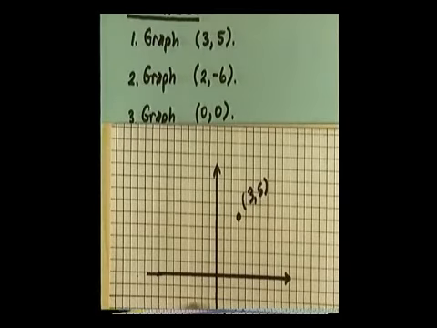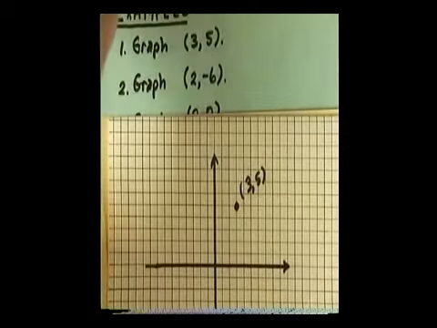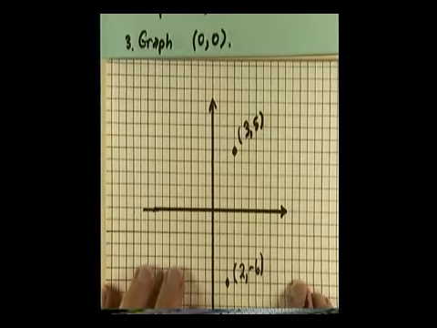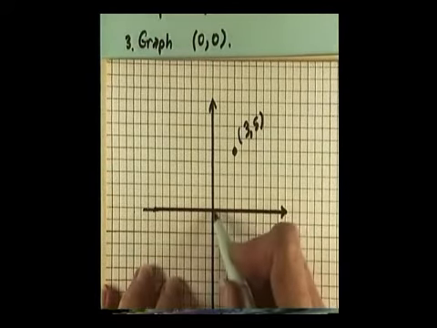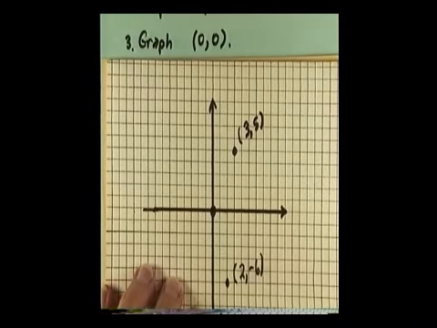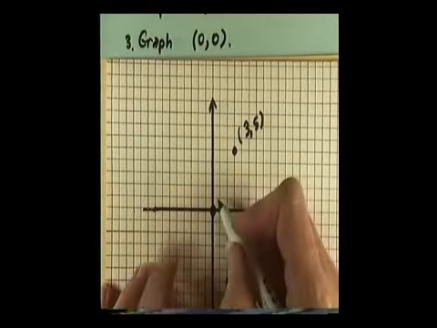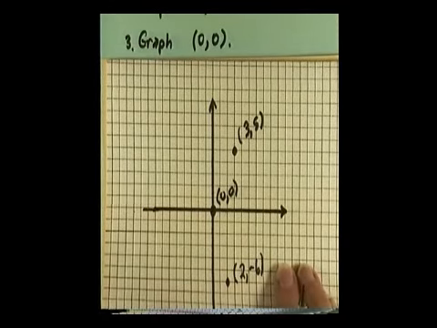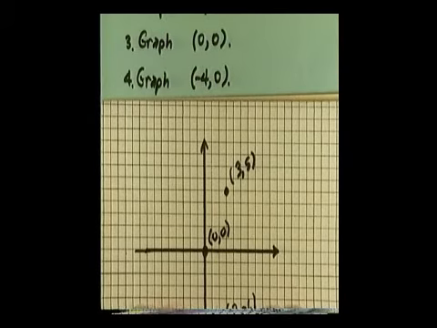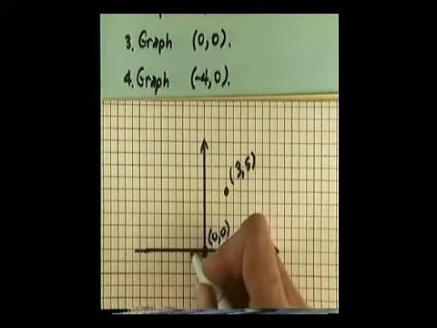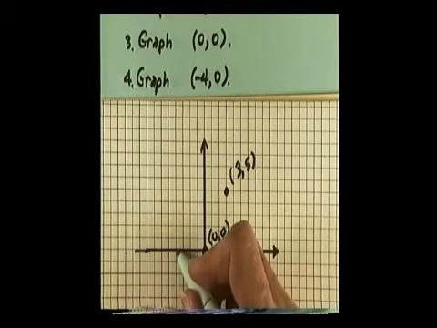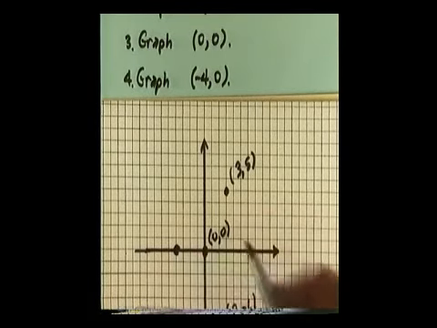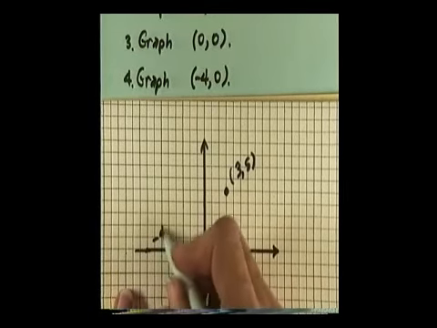Next, let's graph 0, 0. That means that from the origin, we count 0 in the horizontal direction and 0 in the vertical direction, and of course that leaves us at the origin. 0, 0 is the origin. Next, let's graph negative 4, 0. That means we count 4 in the negative direction horizontally from the origin, 1, 2, 3, 4, and then 0 vertically, so we stay on the horizontal axis. There's negative 4, 0.